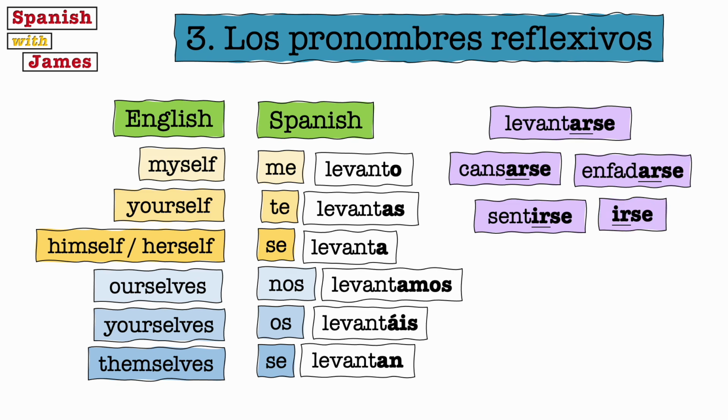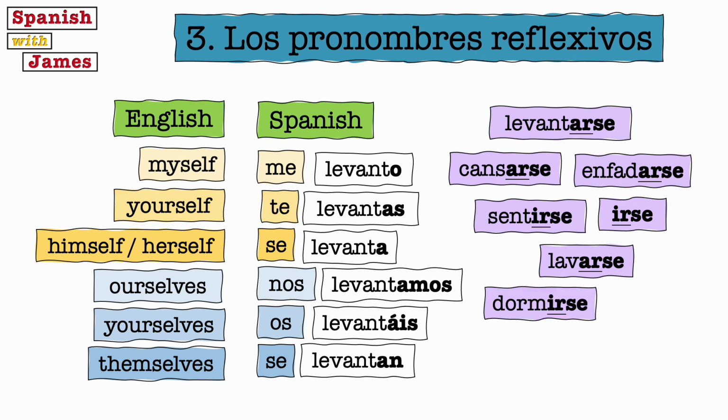Some things like ir, to go, have a reflexive equivalent with a different meaning or a slightly different meaning. So ir is to go and irse is to leave, to go away from somewhere. If someone says vete, go away. If I said me voy, it's like, right, I'm off. Different to voy, I'm going. Lavar is to wash. Lavo mi carro, I wash my car. Me lavo, I wash myself. That one kind of makes sense.